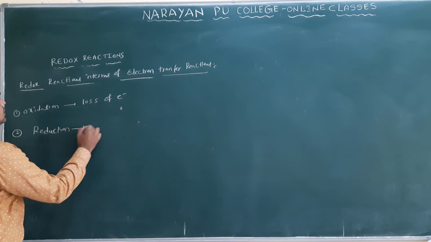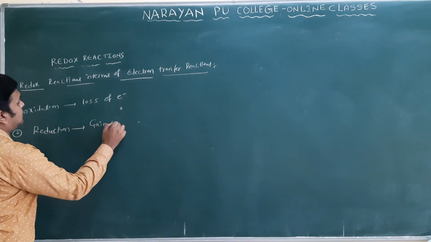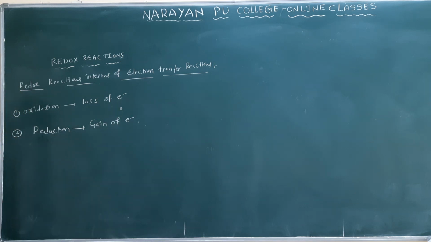What is reduction? Reduction means gain of electrons only. Gain of electrons is called reduction only. Let us see some examples for oxidation and reduction. How can you identify here?